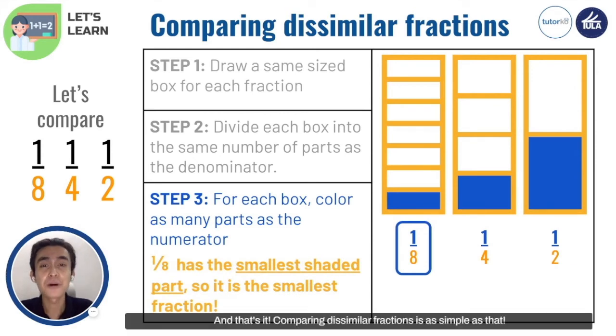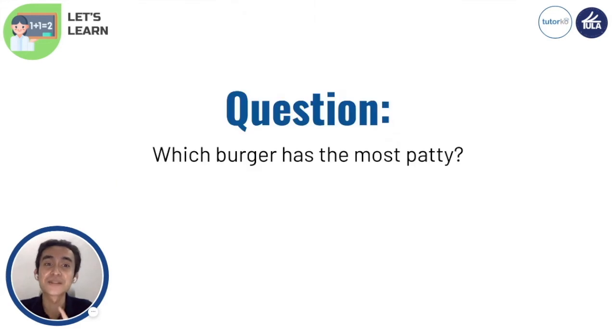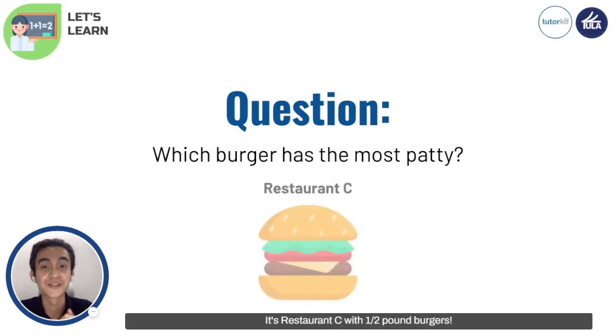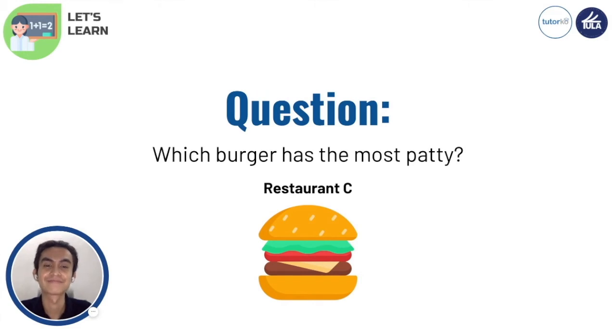And that's it. Comparing dissimilar fractions is simple as that. So let's go back to our question for today. Which burger has the most patty? It's Restaurant C with 1/2 pound burgers.